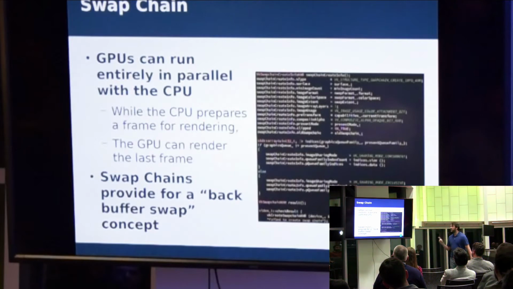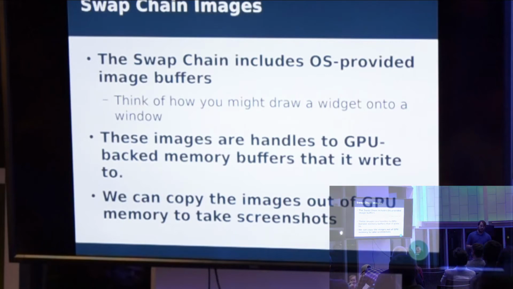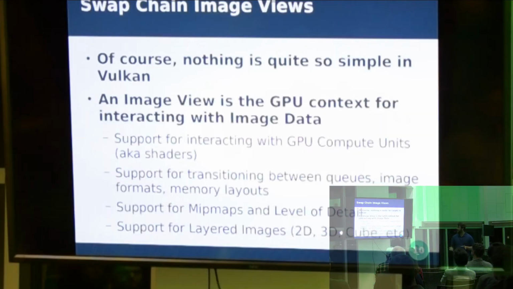your swap chain. A swap chain is the concept of when you draw on a program, you have multiple different frame buffers that you render into so that you can flip them out as they go. So swap chain images are the things you actually draw into. A swap chain image is the OS provided buffer, basically the thing that you load up to do the direct OS integration. These are the images, they're handles that the GPU uses to write to.